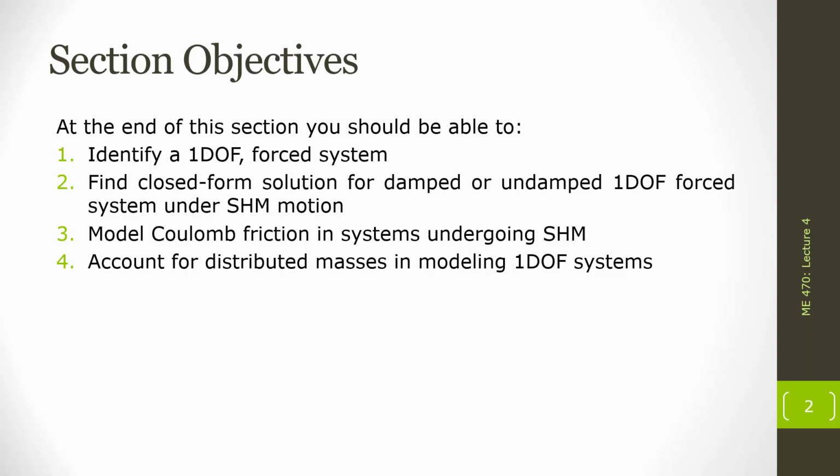We're going to be adding a new type of damping to what we're looking at, modeling Coulomb friction in systems undergoing the simple harmonic motion by forcing or displacement. And we're going to begin accounting for distributed masses when modeling our 1 degree of freedom systems.